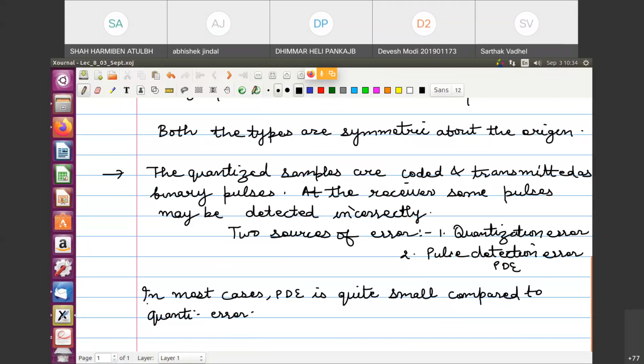Dominates means that if your quantization error is high, then you have a bad reception, and if it is low, then you have a good reception. So it dominates. So let us study quantization error first.